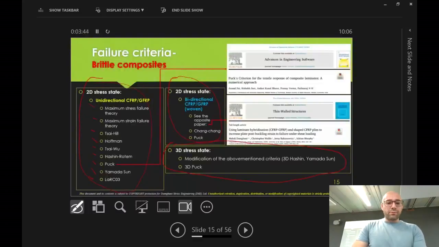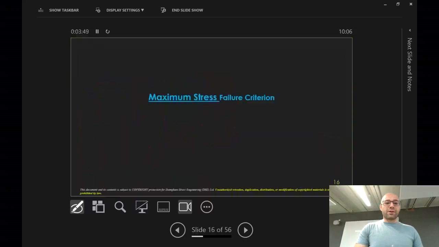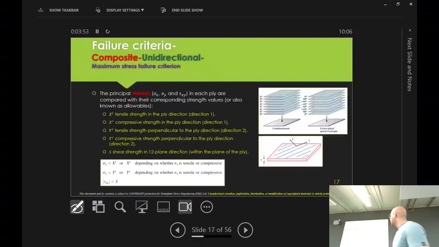So the first of these criteria is basically the maximum stress failure criterion. We'll probably focus on this more than required, but we'll take it from there. In order to understand this failure criterion, you need to know XT is defined as the tensile strength in the ply direction. T represents tensile or tension. And X in composites generally represents direction 1, or the direction of the ply.